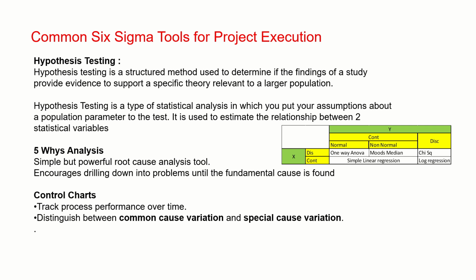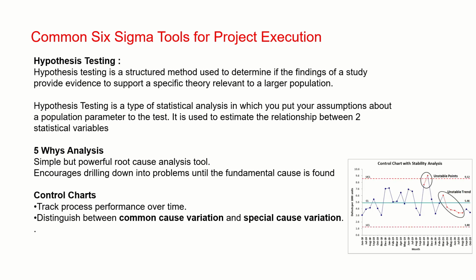So this happens when you identify all your significant X's in a Six Sigma project. You find out the solution to these X's by doing Why-Why analysis. The next tool that is used is called the control chart. So this is again a most commonly used tool. Control chart helps you distinguish between common cause variation and special cause variations.